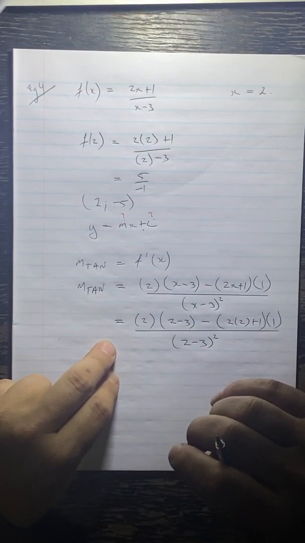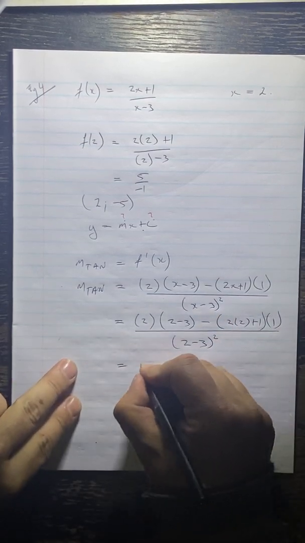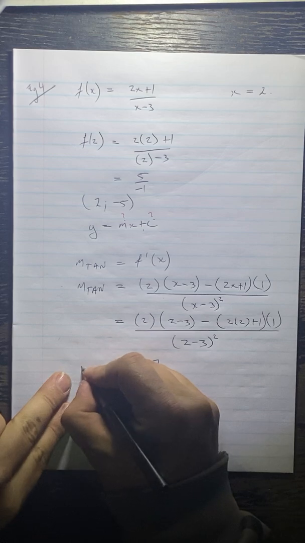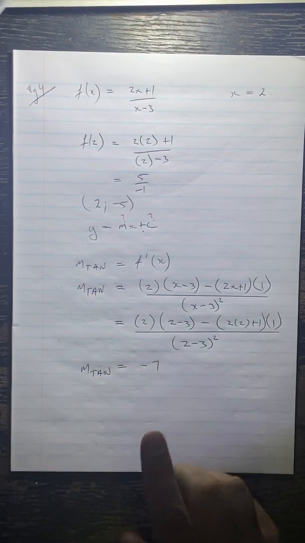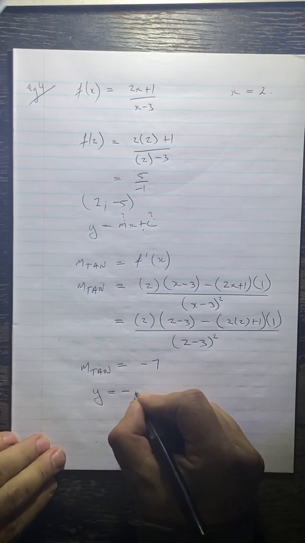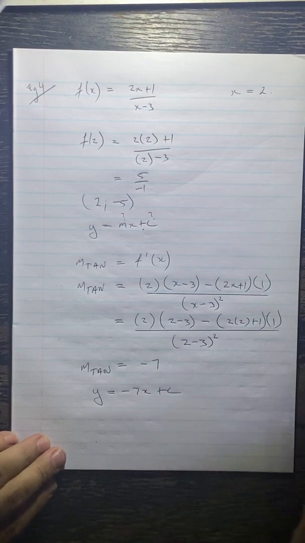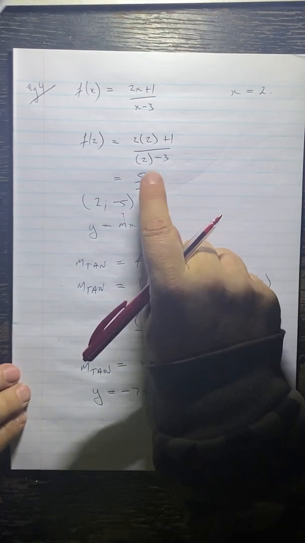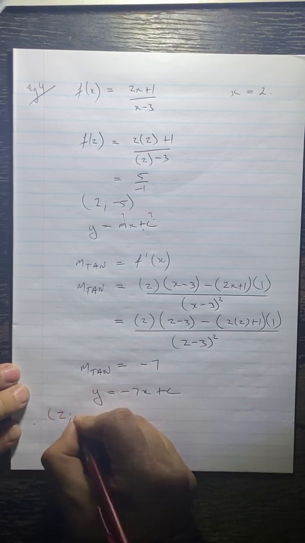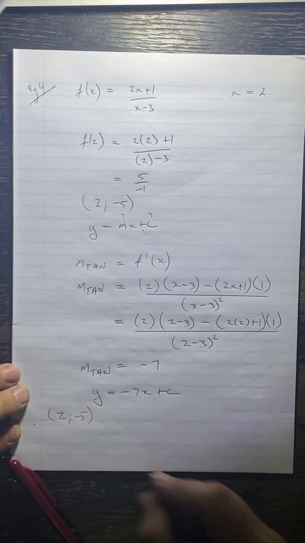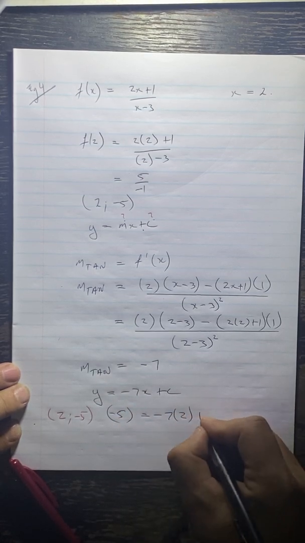If we work this out, we should get that this is minus 7. So the gradient of the tangent is minus 7. So we get y is equal to minus 7x plus c. I know what my m value is now. To find the c value, we substitute in our point of contact, which we worked out over here. So minus 5 equals minus 7 times 2 plus c.